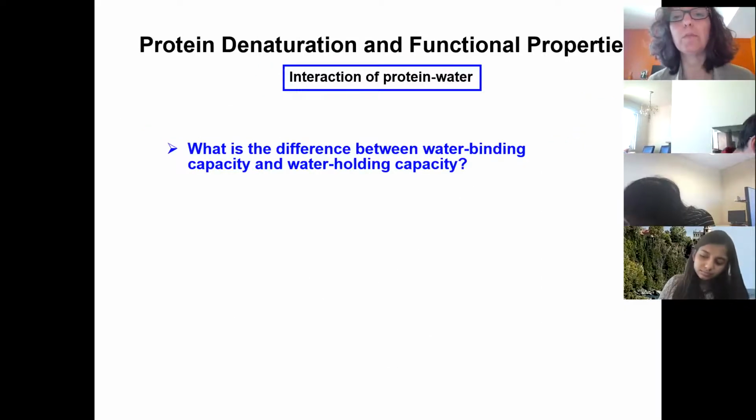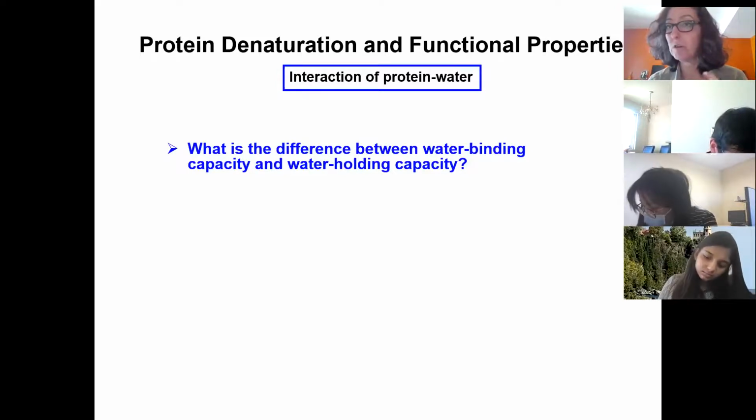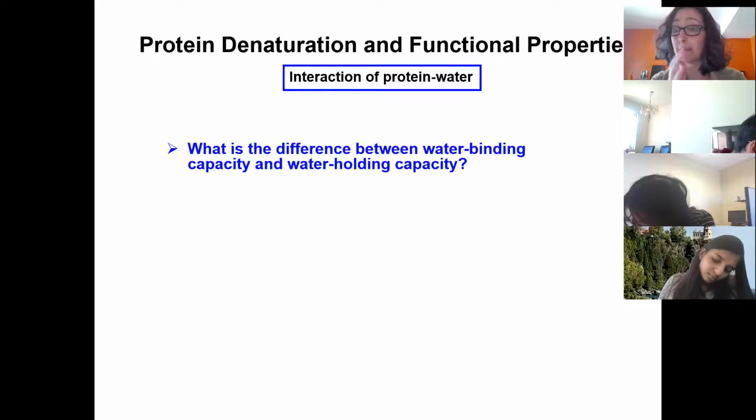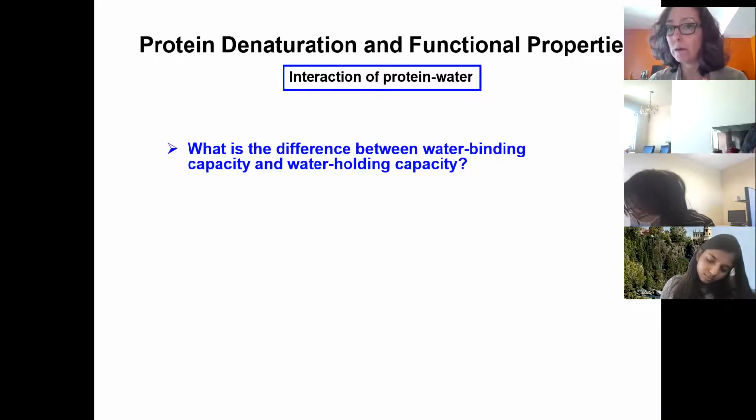Now, what's the difference between water binding and water holding? That's my introduction here to you: they're not interchangeable, and we need to understand the difference. Water binding is the actual binding of protein and water via hydrogen bonding or dipole interactions. Water holding is the holding of water within a matrix of protein, like in a gel. So how much water is entrapped, the physically entrapped water.